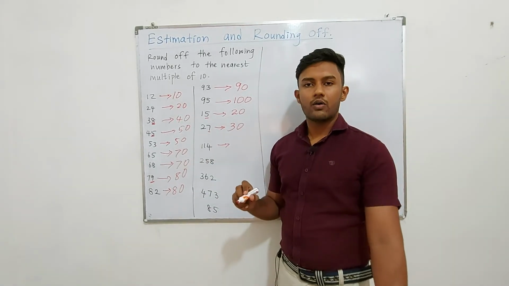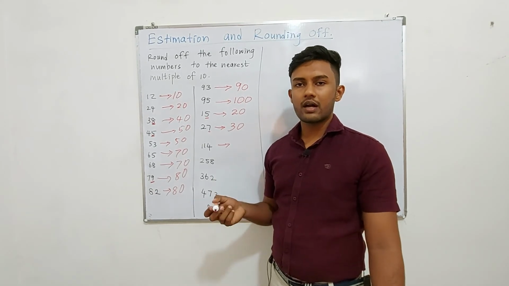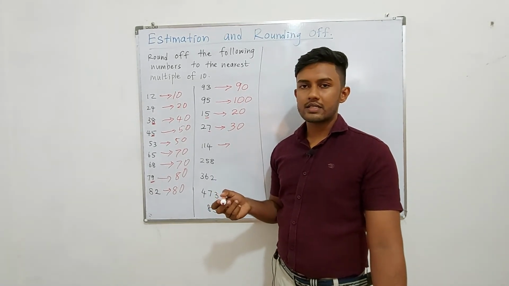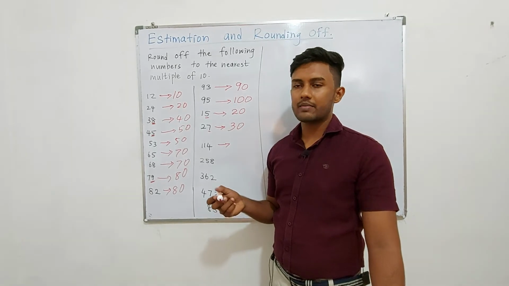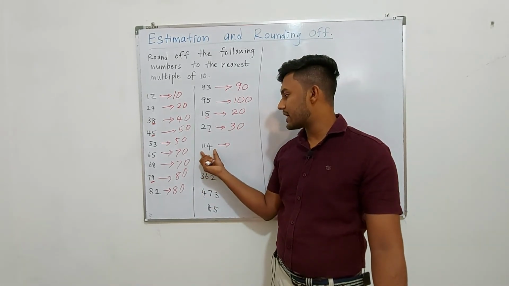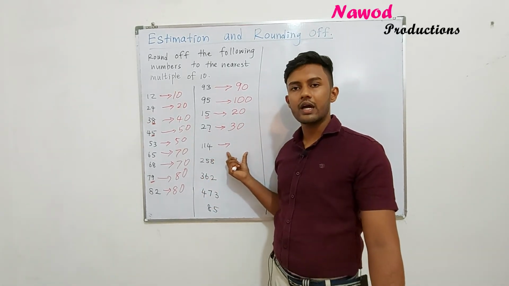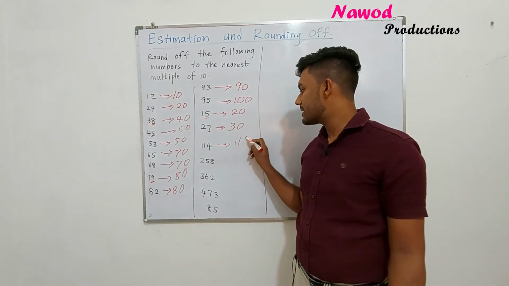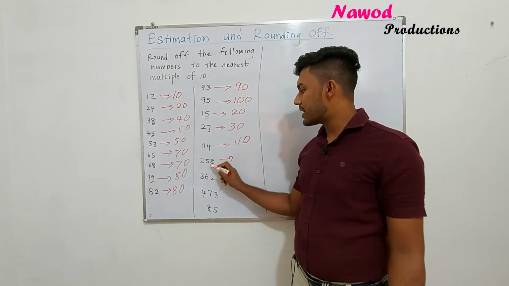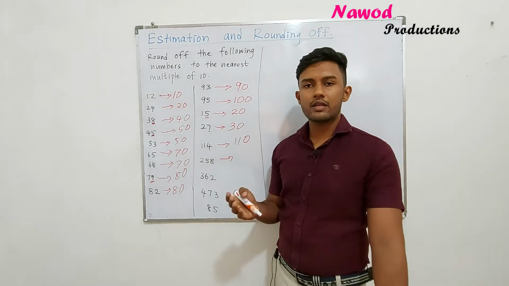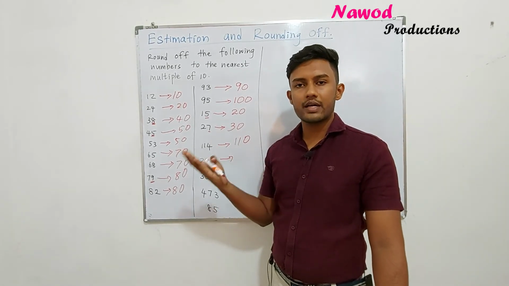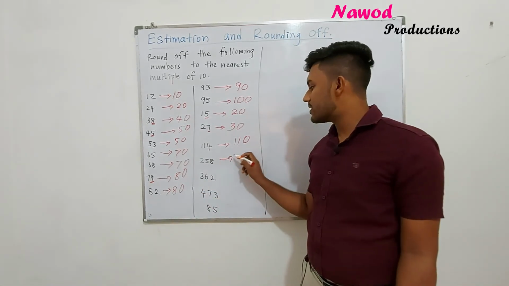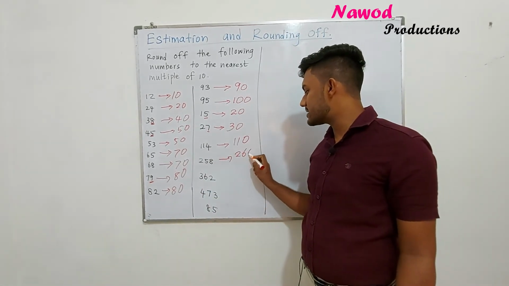114, although it is a big value, we can round off to the nearest multiple of 10. Here the multiples of 10 are 110 and 120. It is in between 110 and 120, then it is near to 110. 258 is in between 250 and 260. Then the rounded off value is 260.